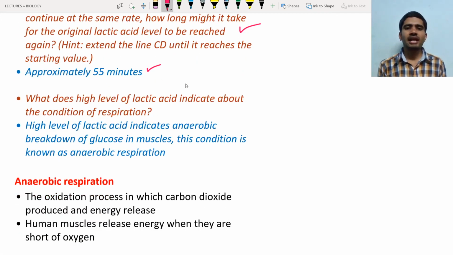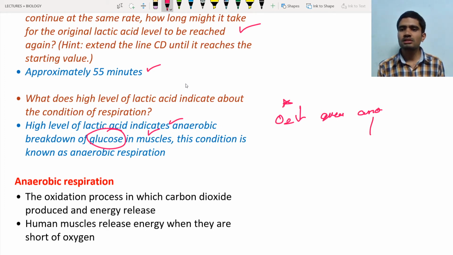What does a high level of lactic acid indicate about the condition of respiration? A high level of lactic acid indicates anaerobic breakdown of glucose in the muscle cells. Why? Because there is less oxygen during strenuous exercise. It means whatever breathing you are doing, a sufficient amount of oxygen will not reach the muscles. If the muscles do not get sufficient oxygen, they break down the glucose anaerobically. Anaerobically means without oxygen. As a result, during this process lactic acid is produced.